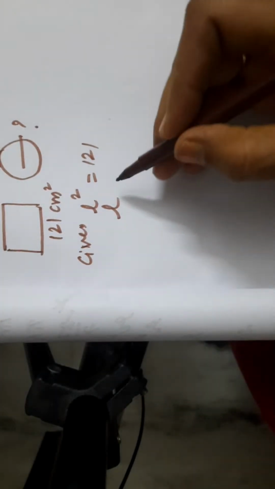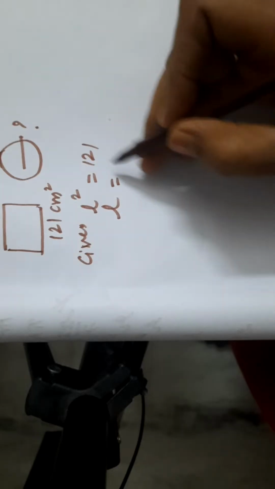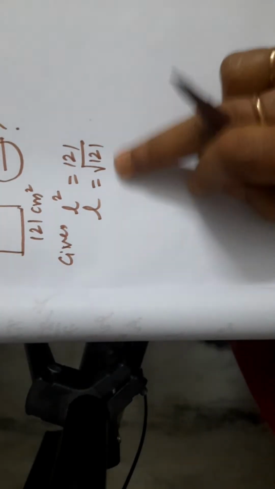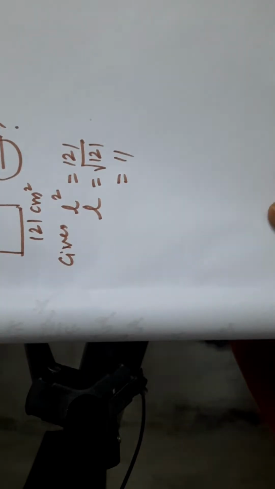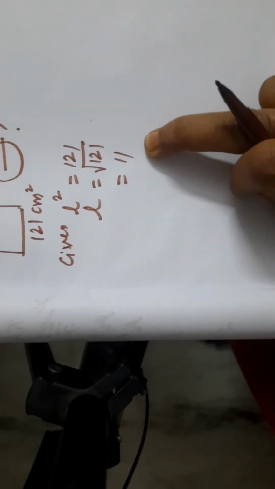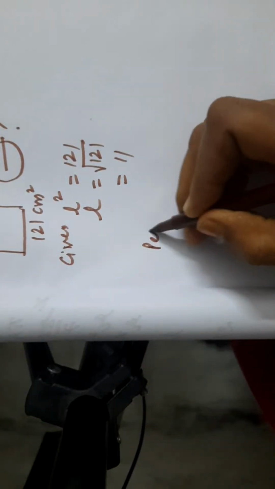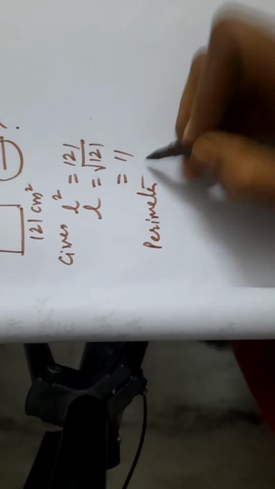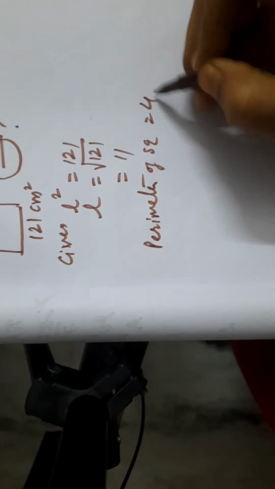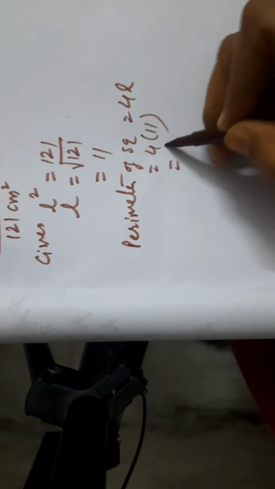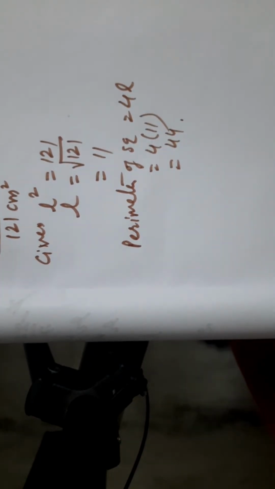So here L square is 121. So L is root over 121. Square root of 121 is 11, as 11 11s are 121. We got the length. Now you need to find out the perimeter of the square. Perimeter of square is 4L. Thus it is 4 multiplied by 11, 44. We got the perimeter of the square.